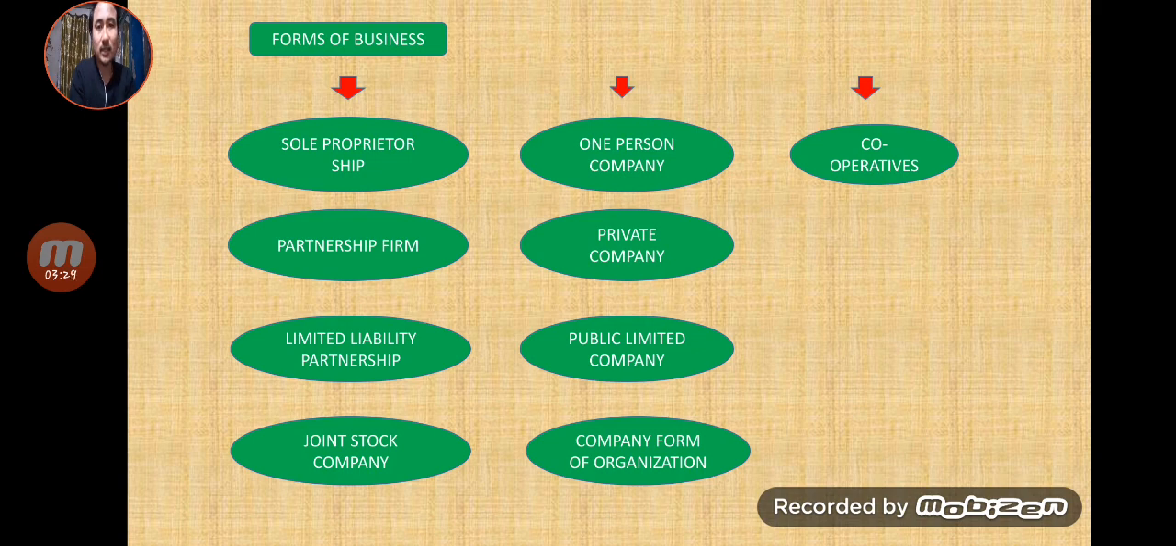All these things I'll be discussing in the coming videos, but today I'll be focusing only on these points: what is sole proprietorship type of business, what is partnership, what is the main difference between them, what documents are required to start such a business, what are the pros and cons, and why a person needs to be very cautious in selecting the form of business. Normally people only think about the business concept or the business idea, but selecting the form of business is also very important.